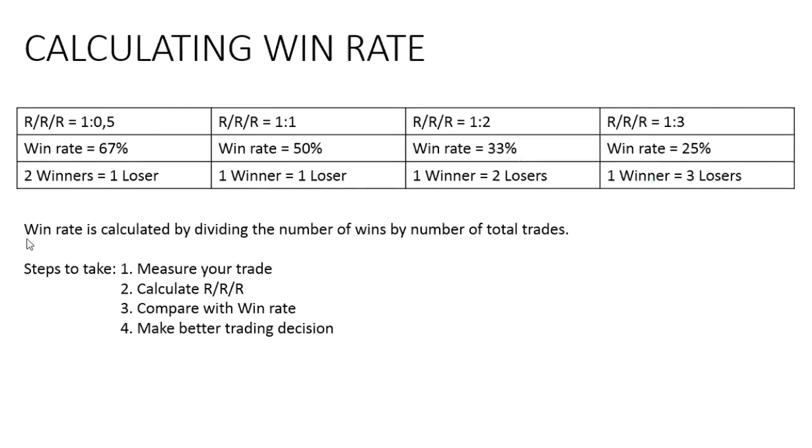And the win rate here is calculated by dividing the number of wins by the number of total trades. The steps to take are: measure your trade, calculate the risk reward ratio, compare it with your win rate, and make better trading decisions. Okay, I'm taking a buy trade, and I'm going to lose 30 pips. When I'm risking 30 pips, that means I have to gain 60 pips or more. So if you gain 90 pips while risking 30 pips, your ratio is 1:3. That's a wonderful trick to be involved in.